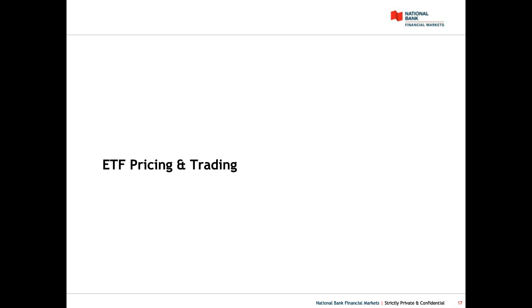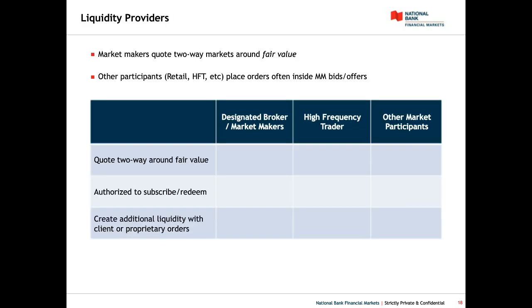Now let's look at the role of the market makers. There are different liquidity providers in the ETF space. Market makers are the only ones that quote a two-way market around the fair value of the ETF. Again, the only difference between the designated broker, or the DB, and the other market makers is that the DB seeded and got some ETF units in return. But all the market makers receive the basket composition and are able to quote the ETF around fair value.